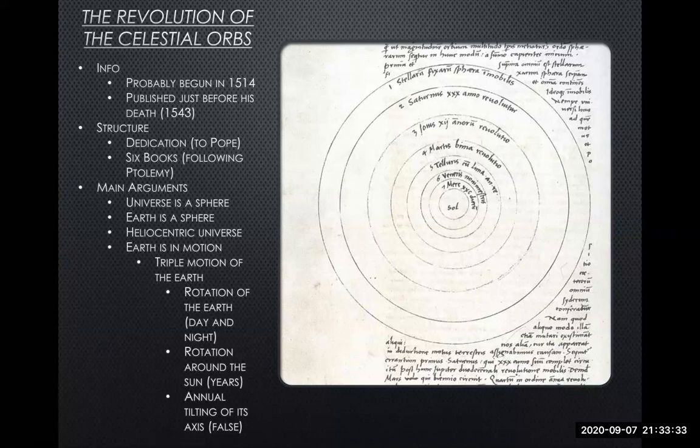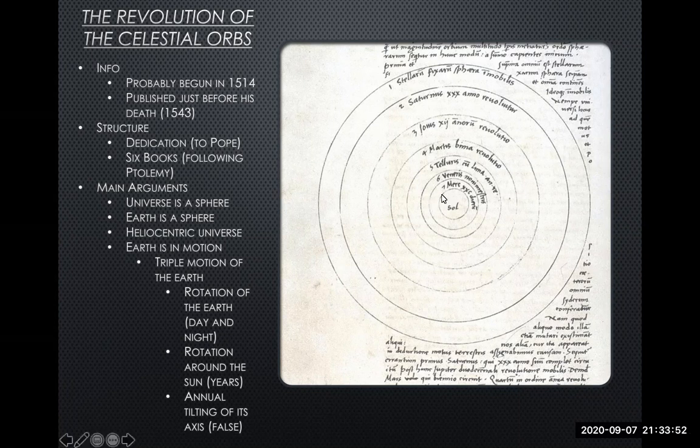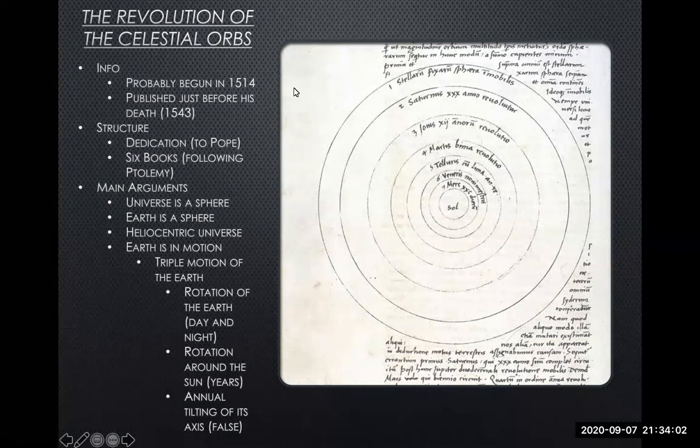So the main arguments that Copernicus lays out, first of all, this idea of the universe itself being a sphere. He believed that spheres were this sacred shape. They were the perfect shape. Also this idea that the Earth is a sphere as well, and then that there is a heliocentric universe. This is his big idea. You can see it here in this image on the right, the sun's in the middle, and the different planets going around it: Mercury, Venus, the Earth, and Mars, and so on.